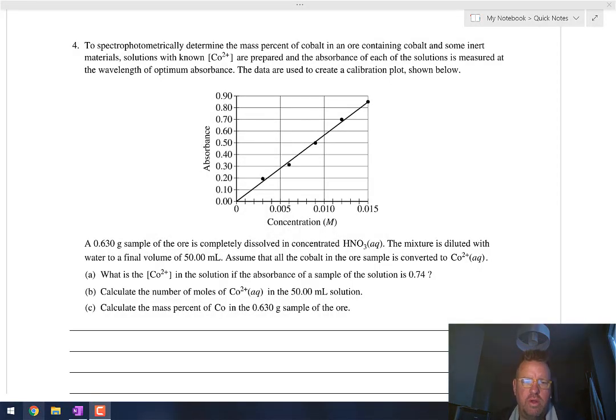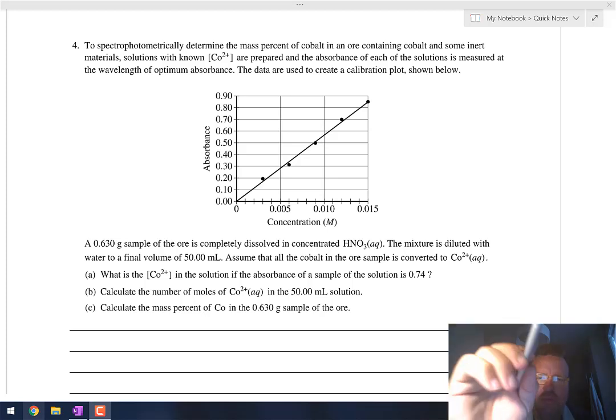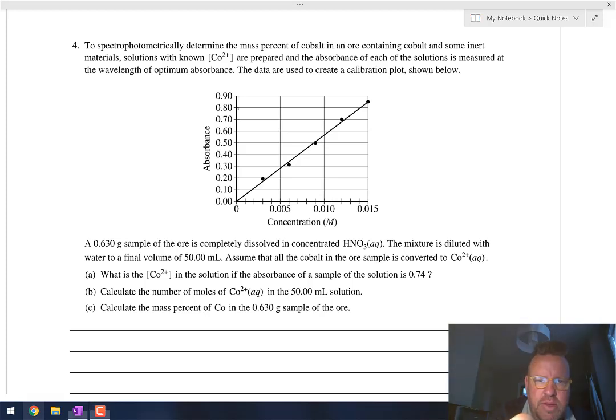Question number 4, part A asks, what is the cobalt ion concentration in the solution if the absorbance of a sample of the solution is 0.74? So basically you're going to come up here to your graph, to that absorbance here around 0.74. You're going to come over to about here, and then you just come down.